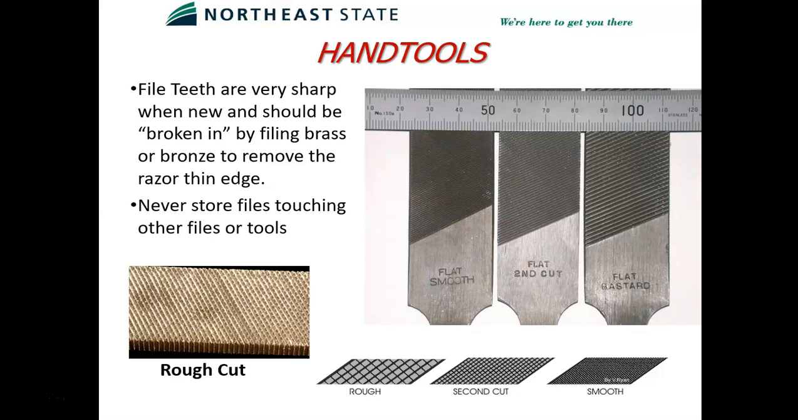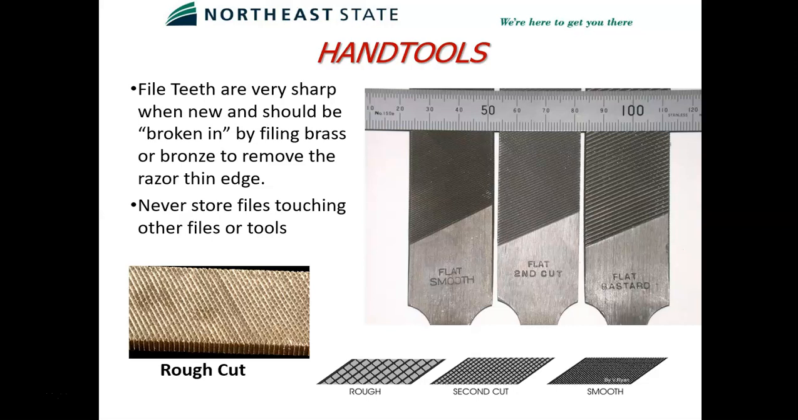So here's showing some different cross sections of how they're manufactured. You've got the flat and rough, second cut, and smooth. One important thing about files is that when you buy new ones, they're really sharp. This says to knock off that sharp edge by filing brass, to break them in.